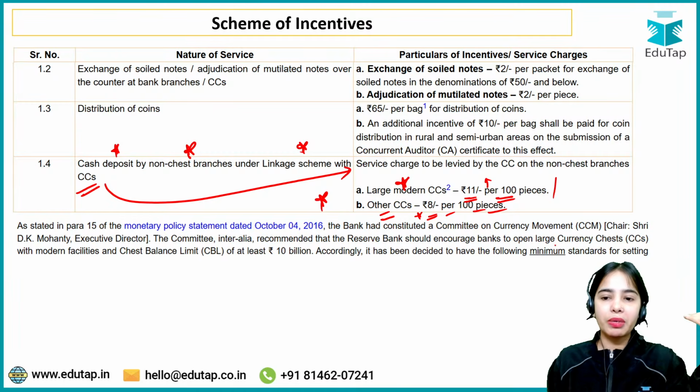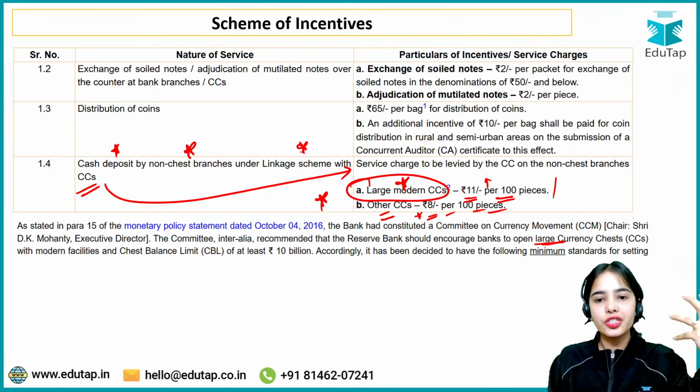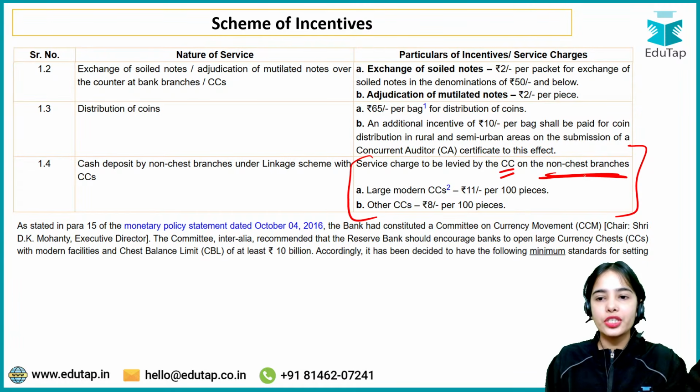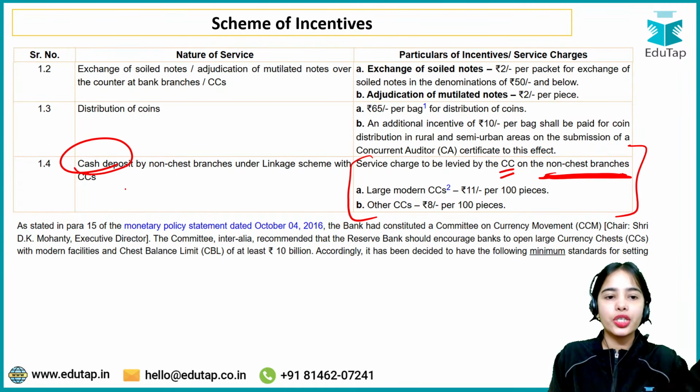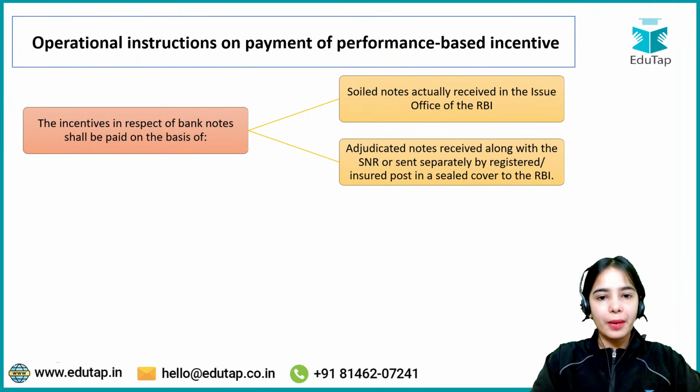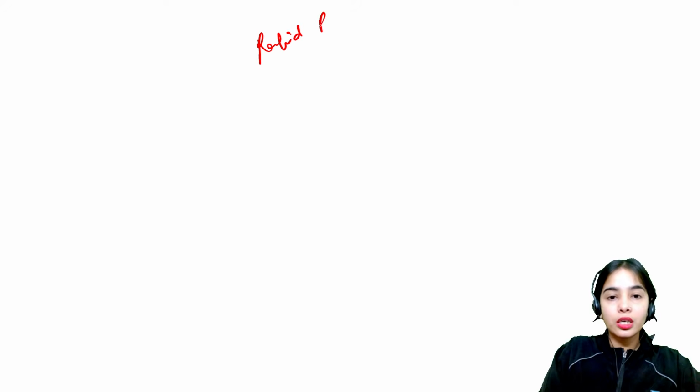Large currency chest is basically the currency chest that has modern facilities and a chest balance limit of at least 10 billion rupees. So that is the idea. Okay, so this is the service charge that is levied by the currency chest on the non-chest branches for taking the cash deposit. Any confusion? Now shall we do a rapid fire before going forward? Let's do a rapid fire round.